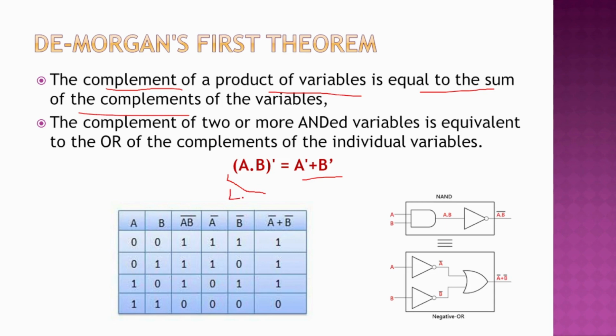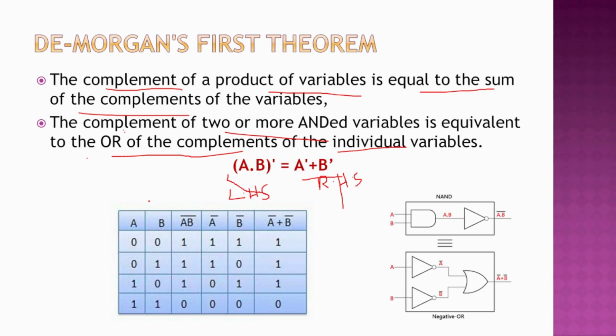So in the LHS it is implemented with the help of the AND logical gate. In the RHS it is implemented with the OR logical gate. In the second point, it is mentioned as the complement of two or more AND variables is equivalent to the OR of the complement of the individual variables, that is A dash plus B dash. This is the first theorem in De Morgan's.